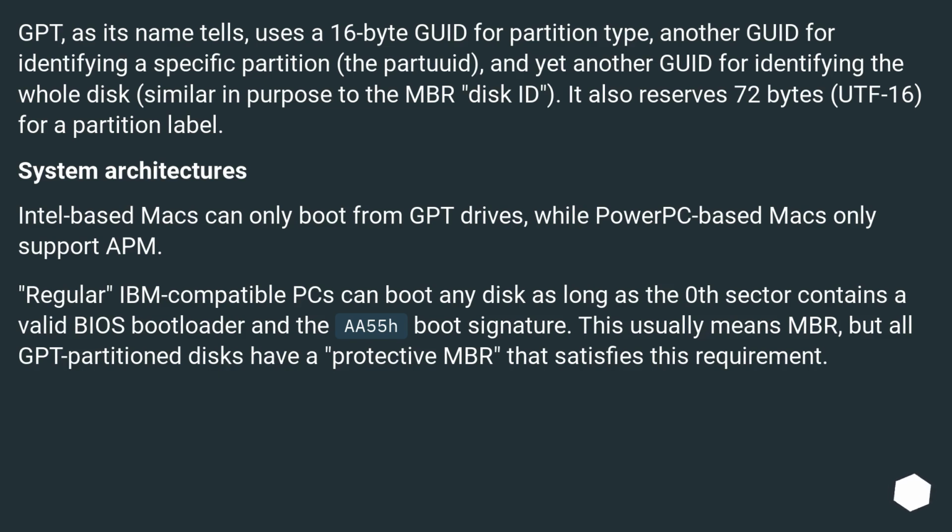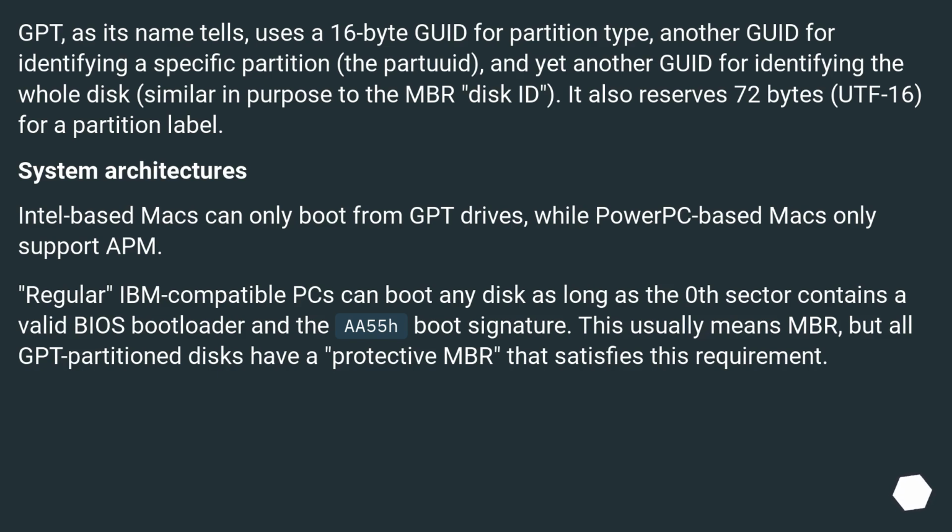GPT, as its name tells, uses a 16-byte GUID for partition type, another GUID for identifying a specific partition, the PARTUUID, and yet another GUID for identifying the whole disk, similar in purpose to the MBR disk ID. It also reserves 72 bytes, UTF-16, for a partition label. System architectures. Intel-based Macs can only boot from GPT drives, while PowerPC-based Macs only support APM.